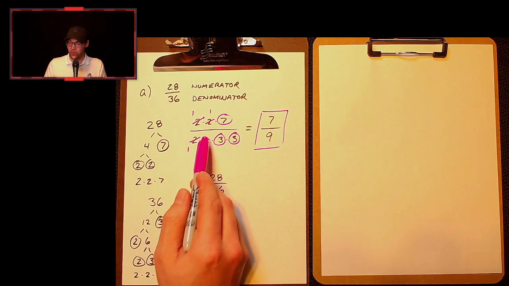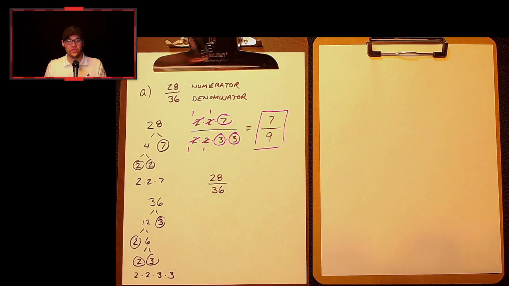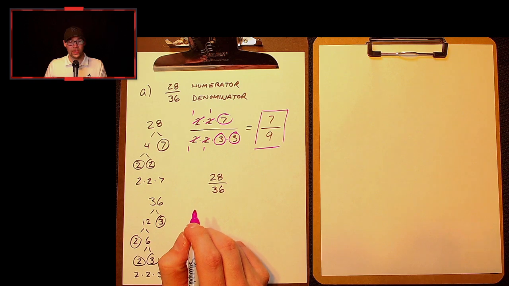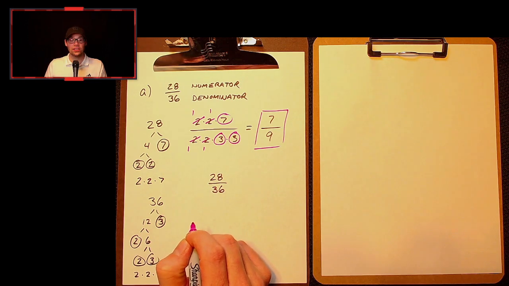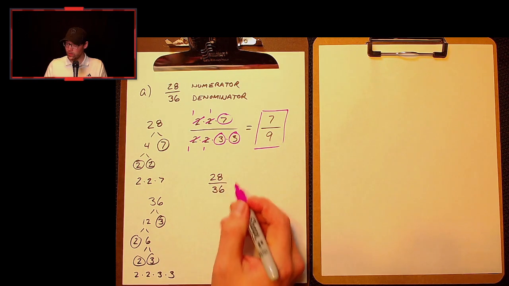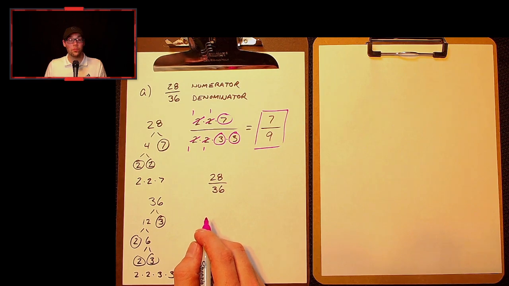So that's what we did over here, but now we're going to use divisibility. In this particular case, I know that 28 is the same as 4 times 7, and that 36 is the same as 4 times 9. Notice that they have the same factor of 4. These are both divisible by 4.